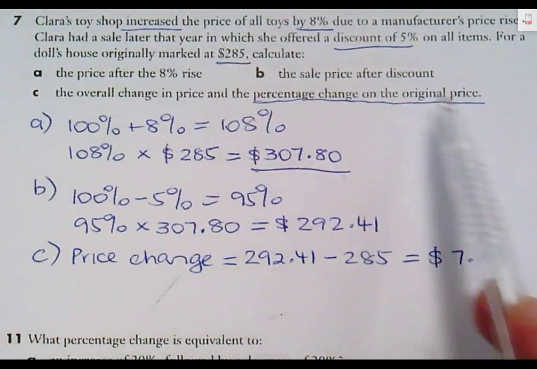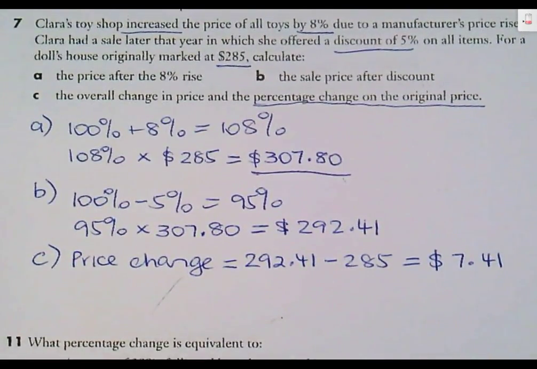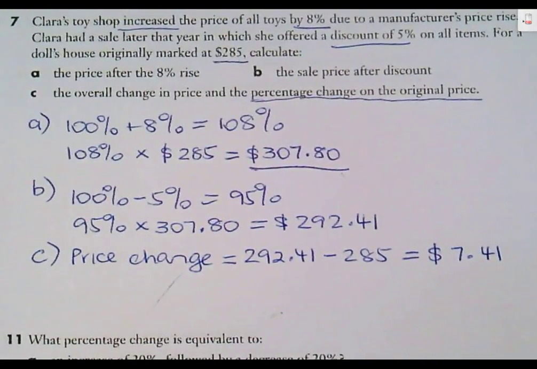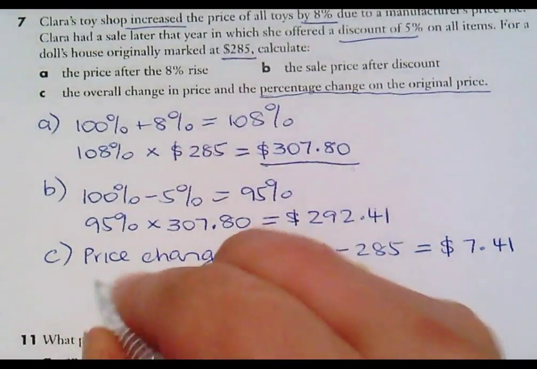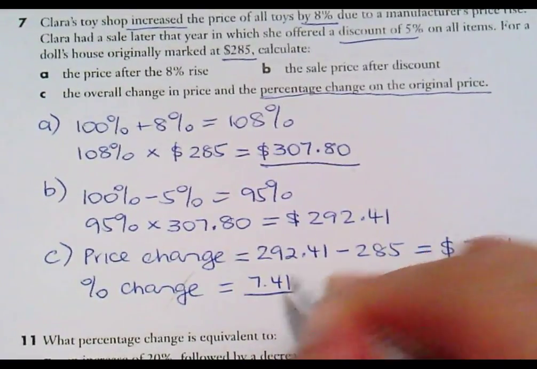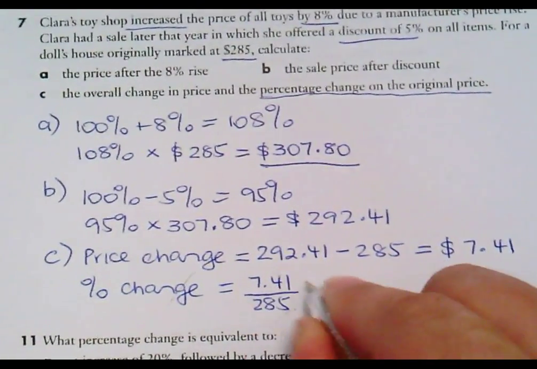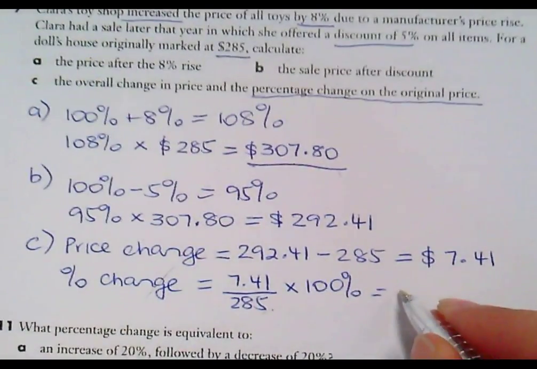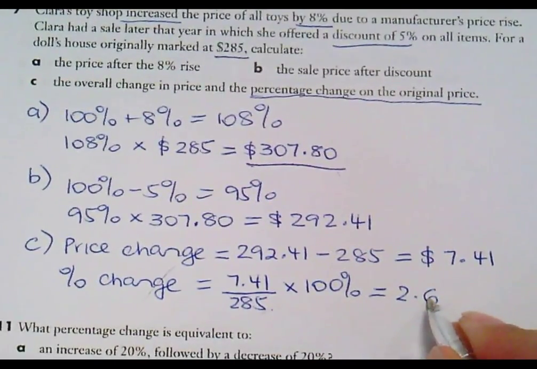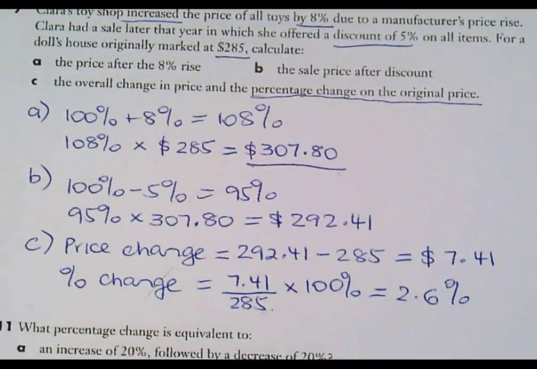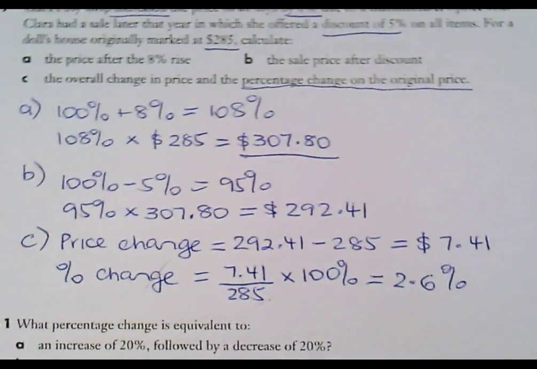So it's the change over the original. To change it to a percentage, you times by 100. So the overall percentage change is $7.41, the change, over the original price, $285, times 100%. Now you're going to find that this answer will be very close to 3%, and I've just been told that it's exactly 2.6%. So this is definitely not up 8, down 5 equals 3. As I said, the answer's close to 3%.